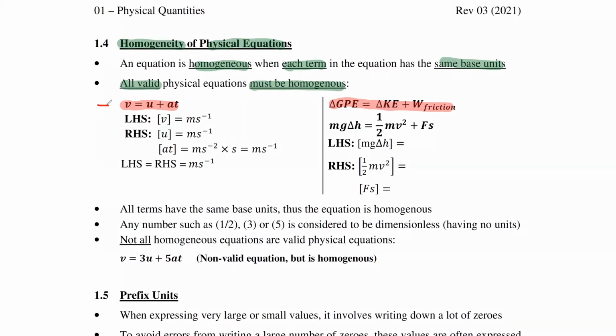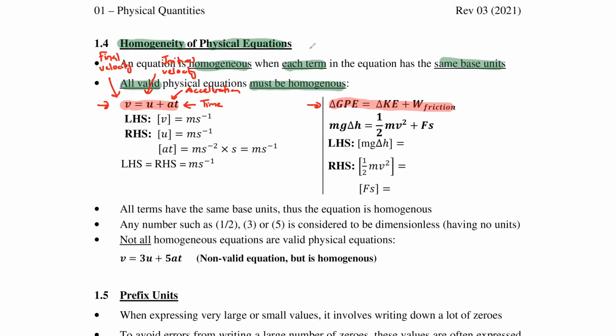Now, the first equation that you see here is actually your kinematic equation that you will learn in the later chapters. It tells you the motion of an object that is moving under constant acceleration. V here stands for final velocity. U here stands for initial velocity. A stands for acceleration, whereas T stands for time.